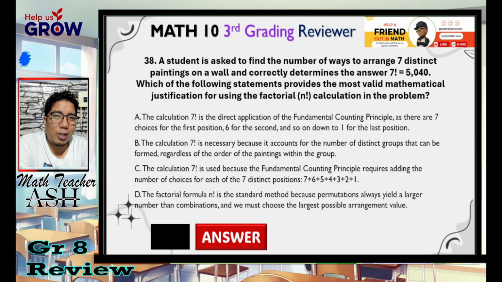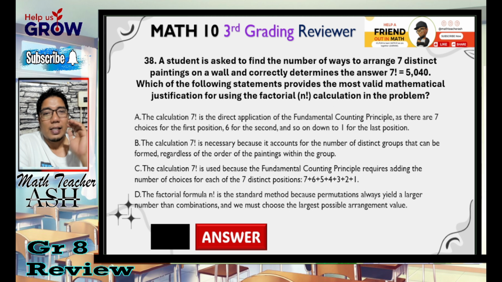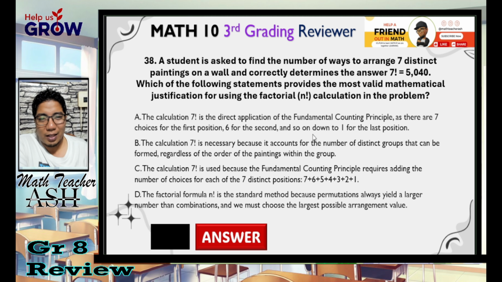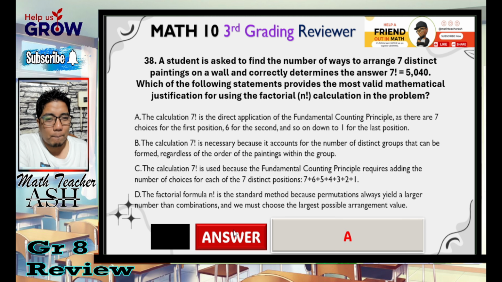Okay, my dear math learners, among the 4 choices here, the one that thoroughly explains the factorial calculation is letter A, because it says that we are multiplying 7 times 6 times 5 times 4 and so on down to 1 for the last position. So that is letter A. Let's check whether we are correct.